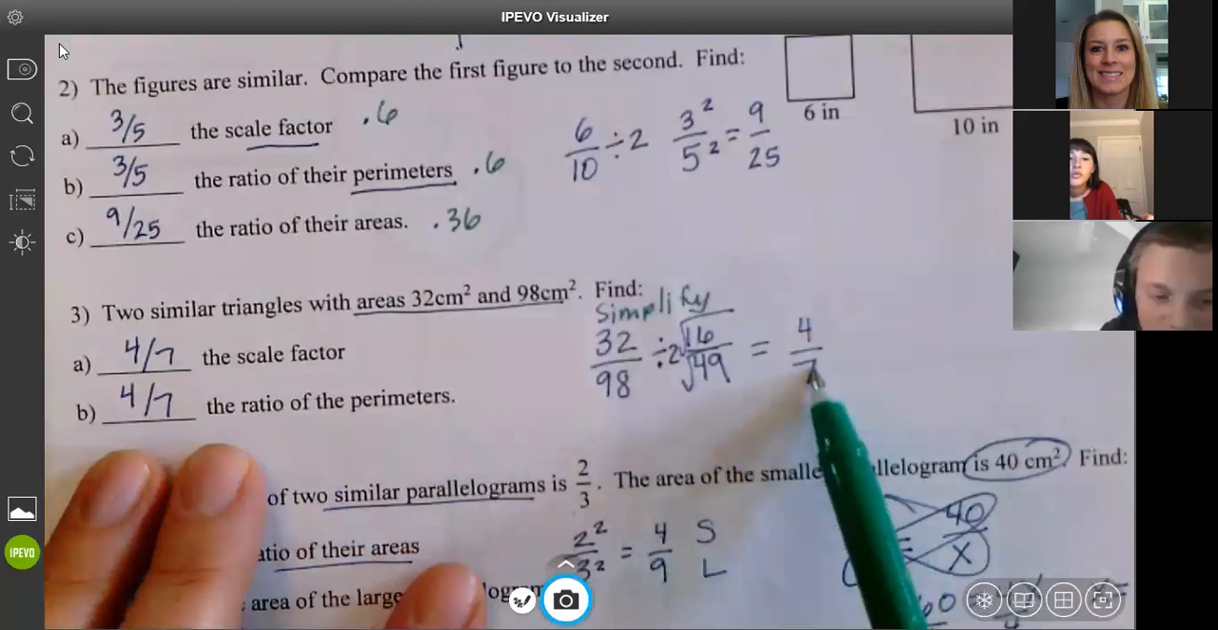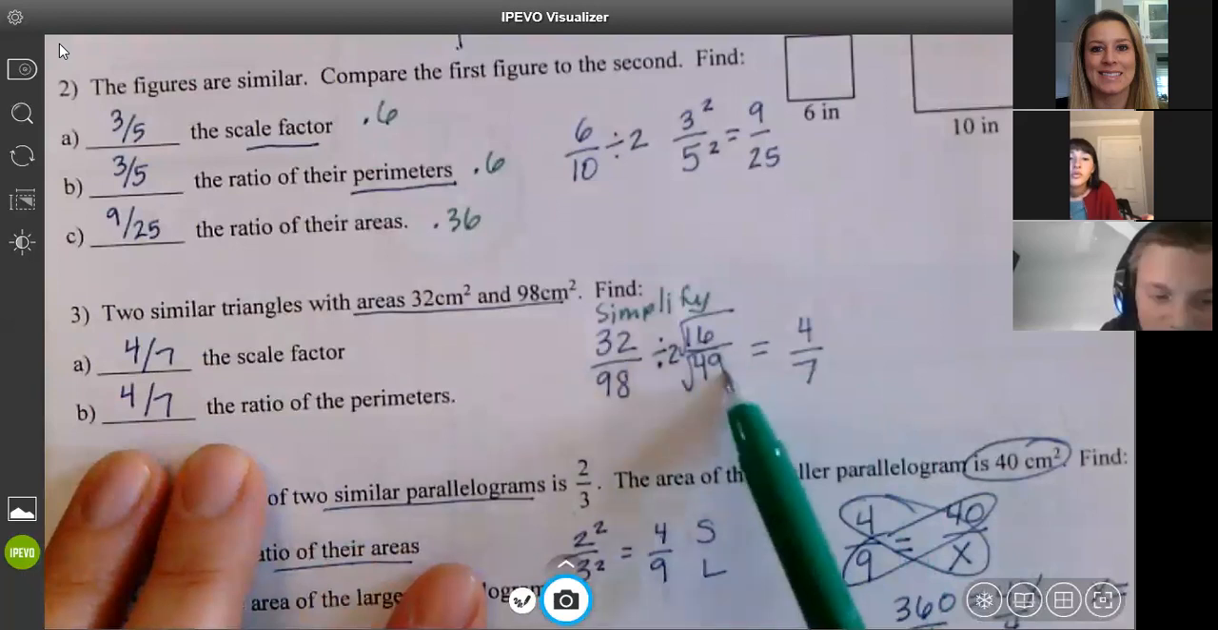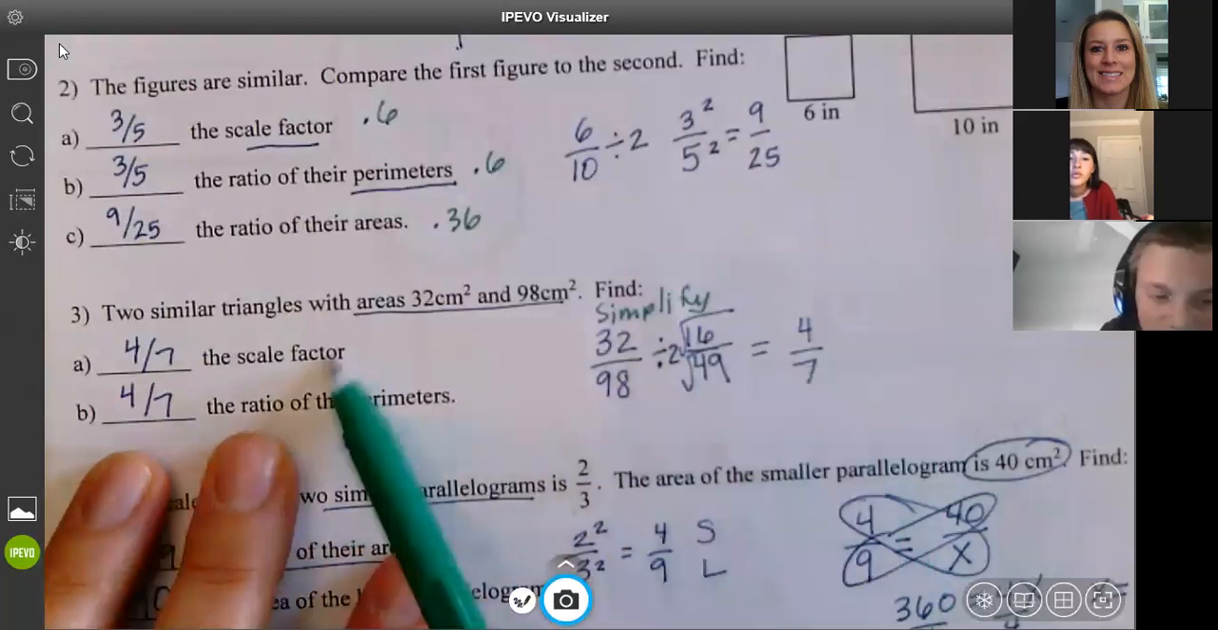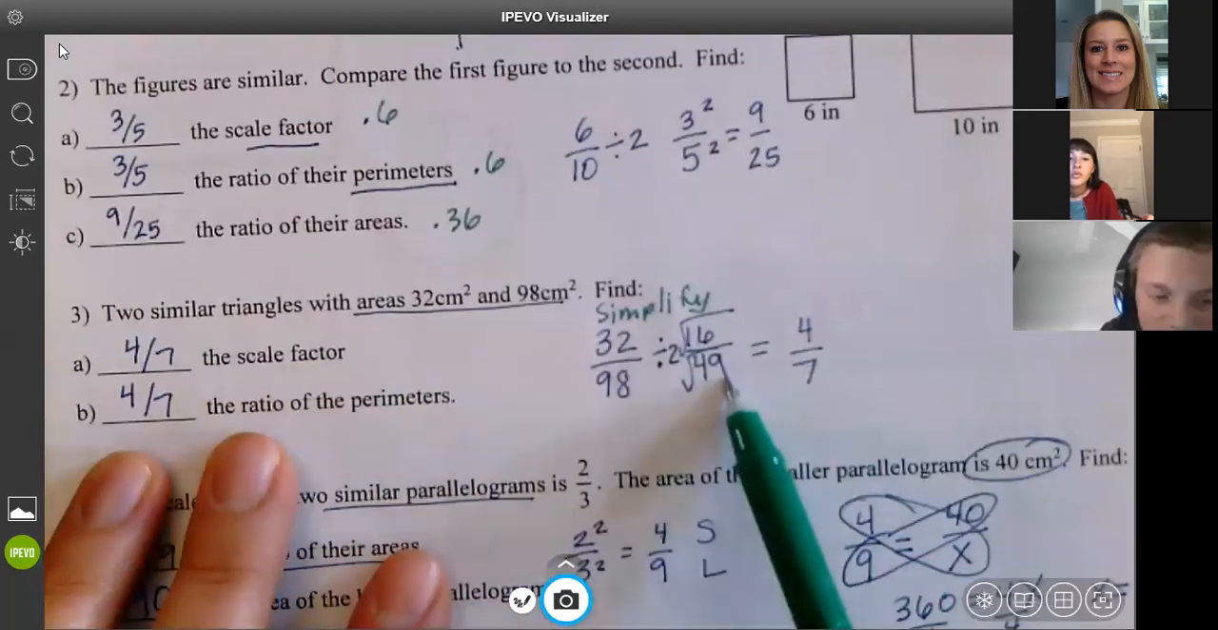I thought you just keep it in 16/49. That's okay, that's why we're going over it. You want to go backwards because you're trying to get to the scale factor. So you simplify it, but then you have to take the square root of both of them.